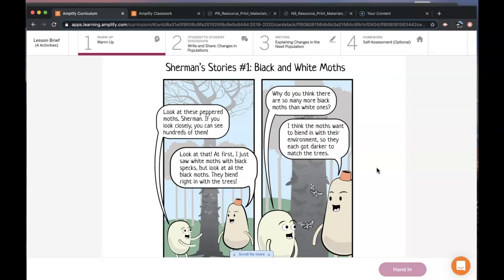You're born with a certain trait, and that is the trait you have. You're born a peppered moth that blends in to a darker tree because you have darker wings, or you're born with lighter wings and you don't blend into the darker tree. Traits are something you're born with, not something that you can choose to change.